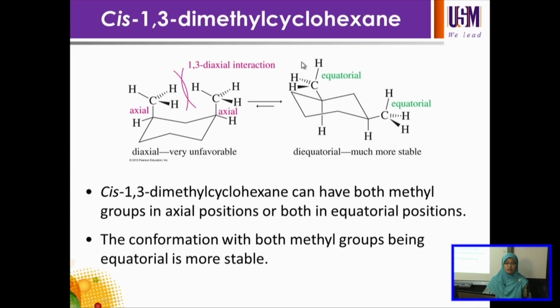You can see here that the methyl groups are further away from the 1,3 diaxial interaction. It has more room here. It is less crowded and has more room.